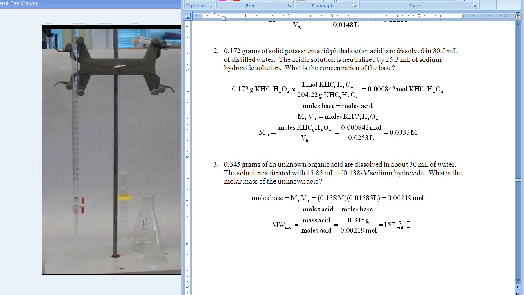If this was an unknown, we can now compare it to a list, look through the literature for acids that have molar masses around this value, and we could start to narrow down the possibilities. And then we would perhaps have to measure some other physical properties as well to determine the final identity of our unknown acid. Okay? So that wraps up what we need to know for today's experiment.